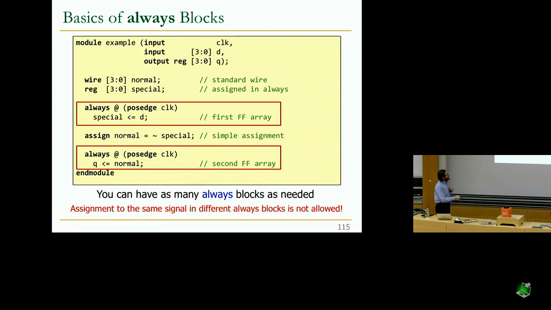Okay, assignment to the same signal in different always blocks is not allowed because these are actually concurrent. So Verilog is a very parallel language. All of these happen concurrently. They're evaluated concurrently. So if you have always at positive edge of clock special equals D, and then you say special gets normal, then you have a problem, right? What do you get? Actually, I don't know what happens in that case. Do you get an error in Verilog? Yeah, it gives you an error, hopefully. Of course, not all compilers may give you an error, right? If you have a bad compiler, you may not get an error, but you should get an error in that case.